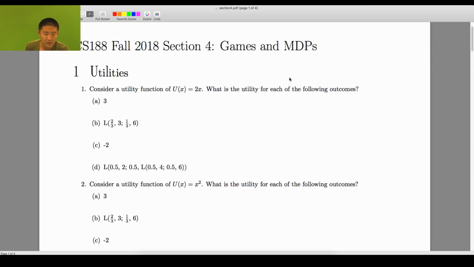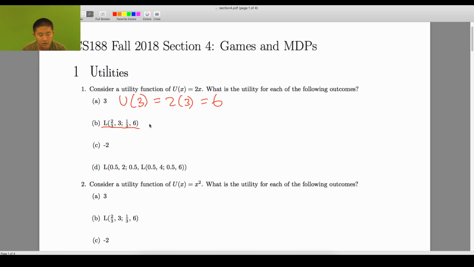The first question we have here is about utilities. Looking at the first question, our utility function is 2x. If you want to find the utility of a single value, you just plug that value into the function. So for part A, the utility of 3 would be equal to 2 times 3, which is 6. And for B, we are finding the utility of a lottery.